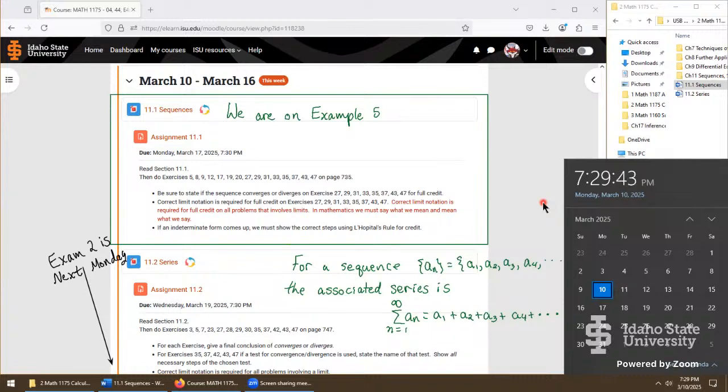Symptom rule is delta x over 3, and the first one doesn't have anything in it. 4, 2, 4, 2, 4, 2, 4, 2. And it has to be an even number of subdivisions.